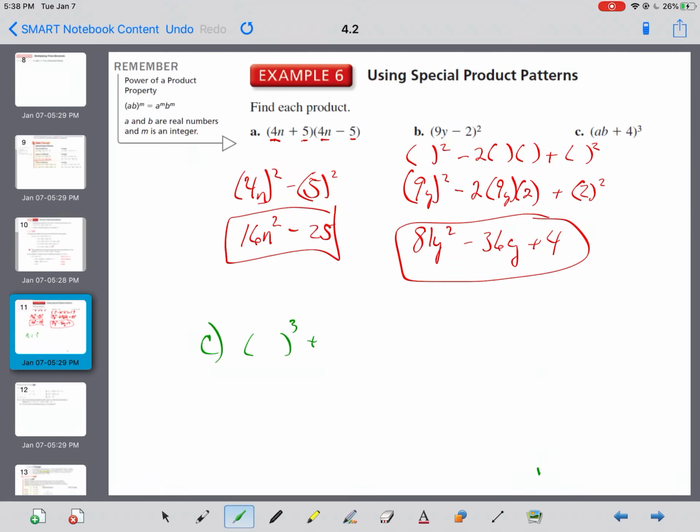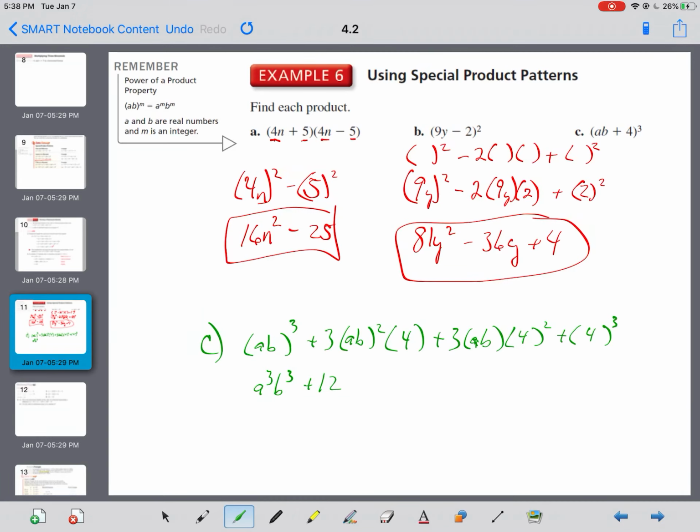So it's the first thing cubed plus 3 times the first thing squared, next thing, plus 3 times first thing times next thing squared, plus second thing cubed. They all have to add up to 3. So then we just plug in what's in there. This is an ab. This is an ab. That's a 4. This is an ab. That's a 4. This is a 4. ab to the third means a to the third, b to the third.